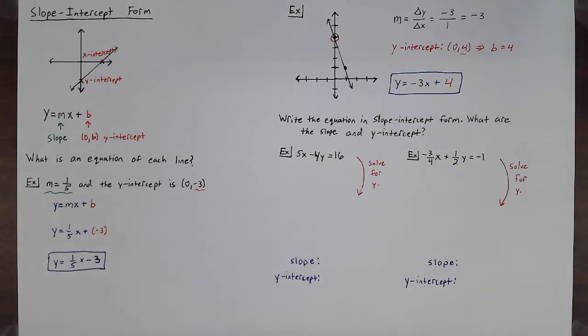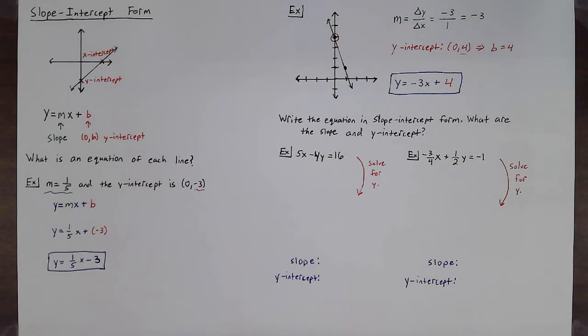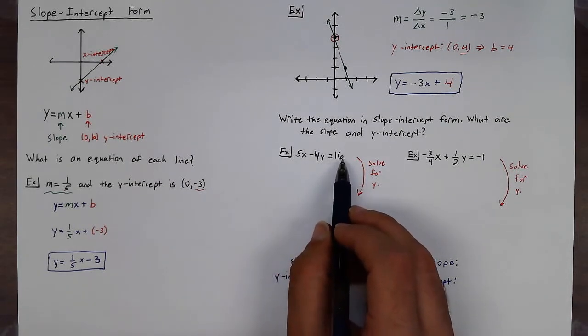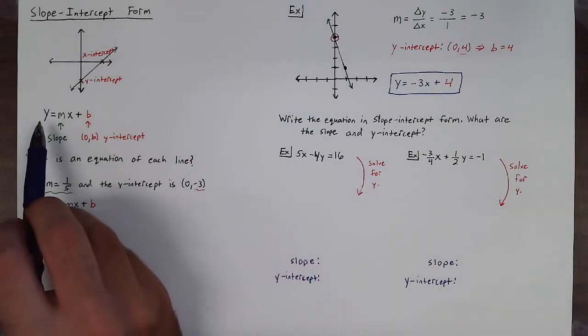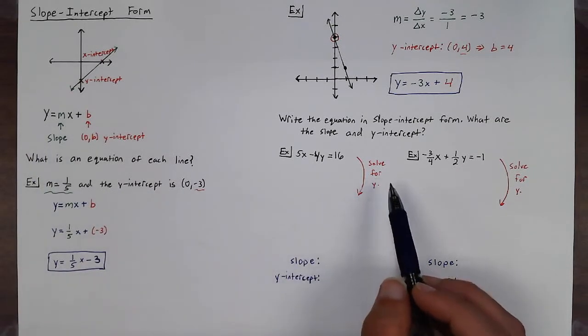Now let's say you have the equation of a line, but it's in a different form than slope-intercept form, and you want to put it into that form so you can see the slope and the y-intercept. For these next two examples, we're going to do just that, and then afterwards, identify what the slope and y-intercept are. So we have 5x minus 4y equals 16. Now, the one unique factor visually about slope-intercept form is that y is by itself. So we're just going to solve for y in order to find its slope-intercept form.